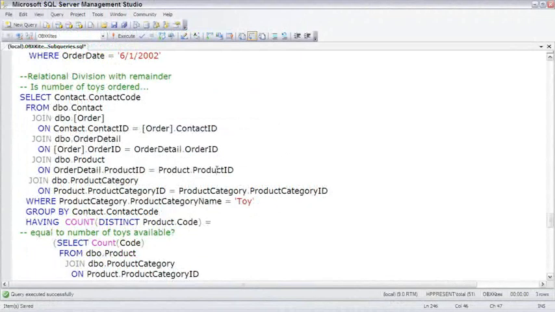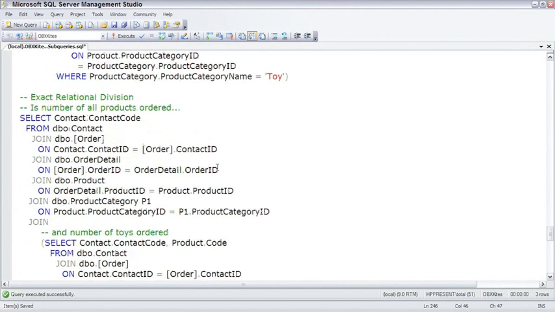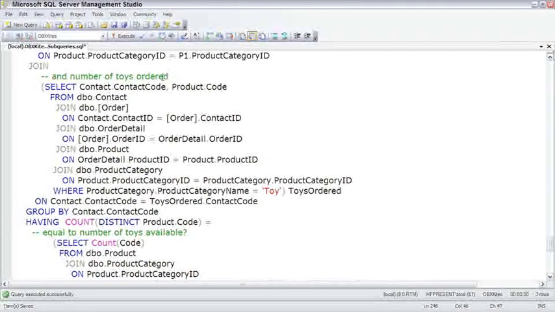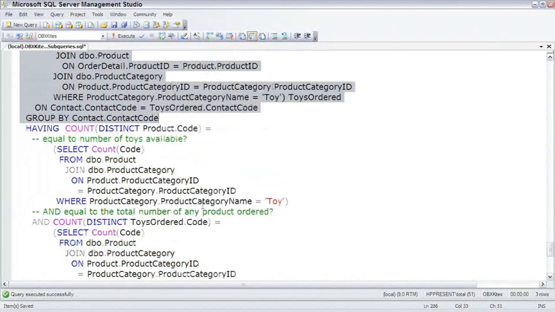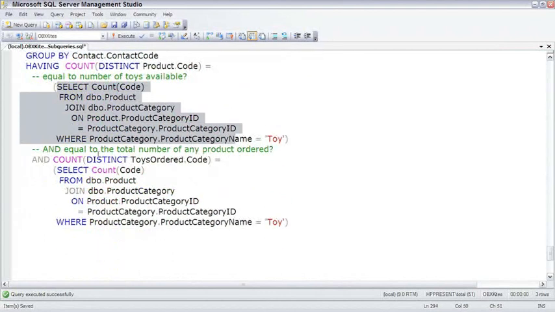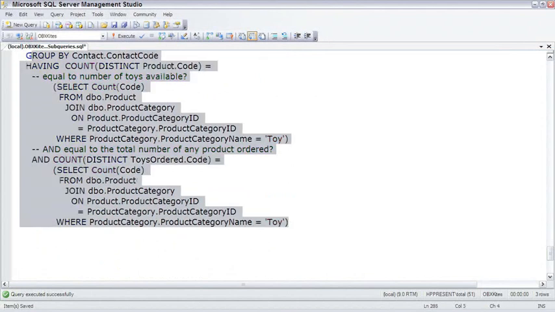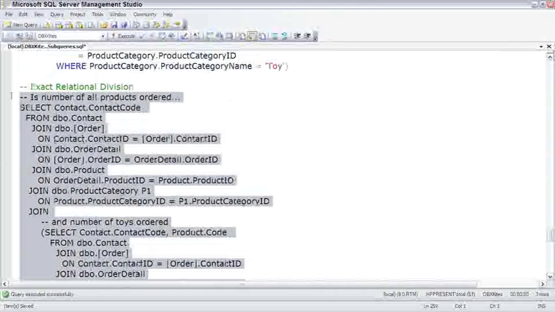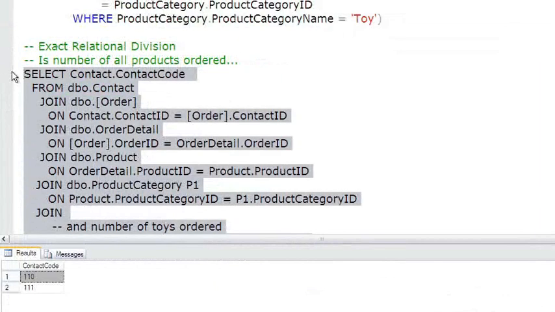The more intense version of relational division finds the people who have ordered exactly every toy but nothing else, no other kites, no other clothing, no other products. So it would find every student who has taken every required course but no other electives. And that's considered exact relational division with no remainder. So the question we're going to say is, is the number of all products ordered equal to the number of toys ordered, and this subquery calculates the number of toys ordered, equal to the number of toys available, and the number of products ordered as well. So it has to go through quite a few steps to get it done. And those are the contacts who have ordered every toy but nothing else. And my expectation here is not that you're going to go, aha, I can dream in relational division. But I want you to know that this kind of solution is possible, so when you do run into it, you know where to come to find the answer.